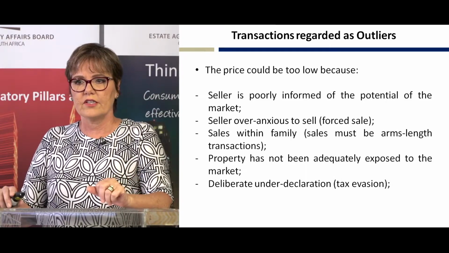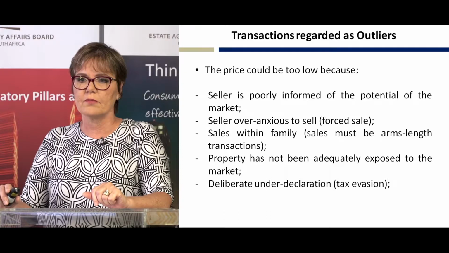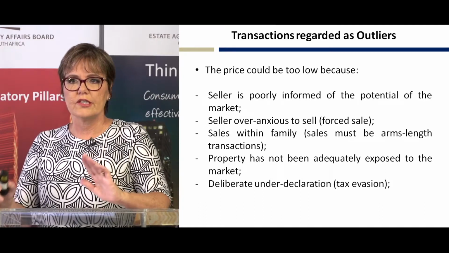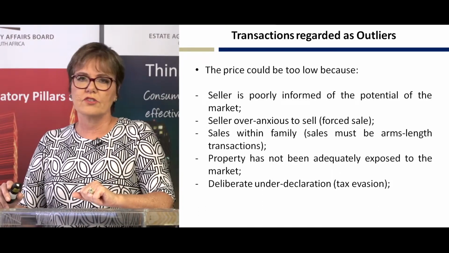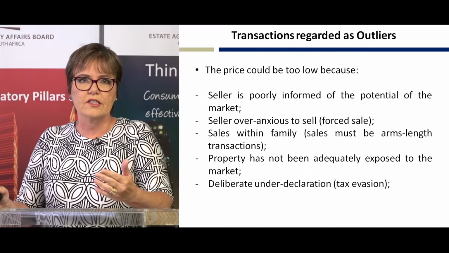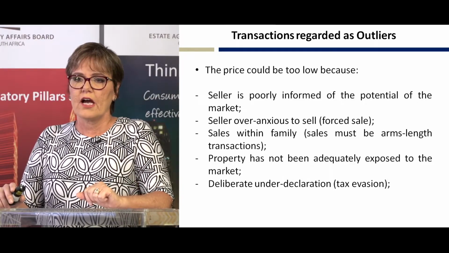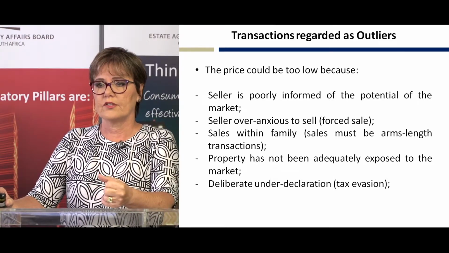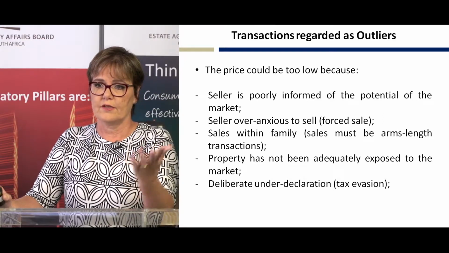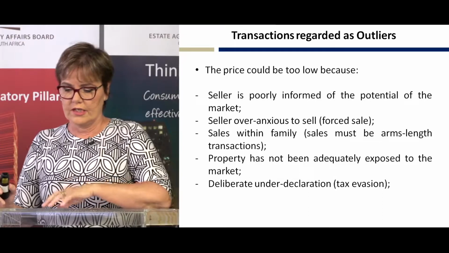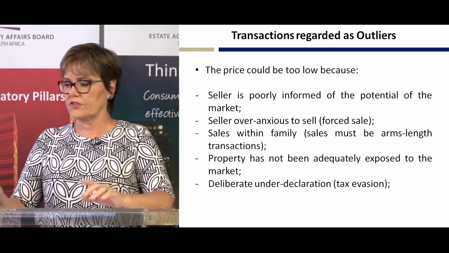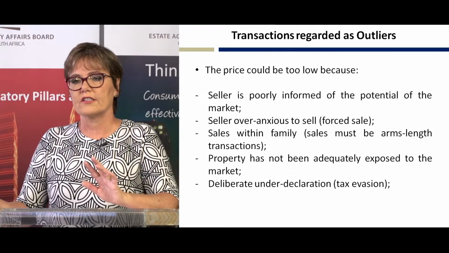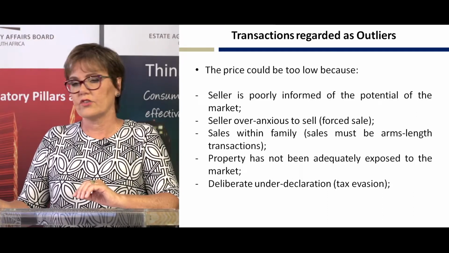Then sales within family, there's the arm's length transaction again that we need to comply with. Property has not been adequately exposed to the market. Again, you need time. You don't want your property to sell on the first day. Then it was perhaps priced too low. And then the last one can be that you are deliberately selling your property for lower than market, perhaps for tax evasion purposes or so, which is probably not an arm's length transaction for all we know. Okay, so we would discard those sales, and we won't take them into consideration when we try to estimate market value.